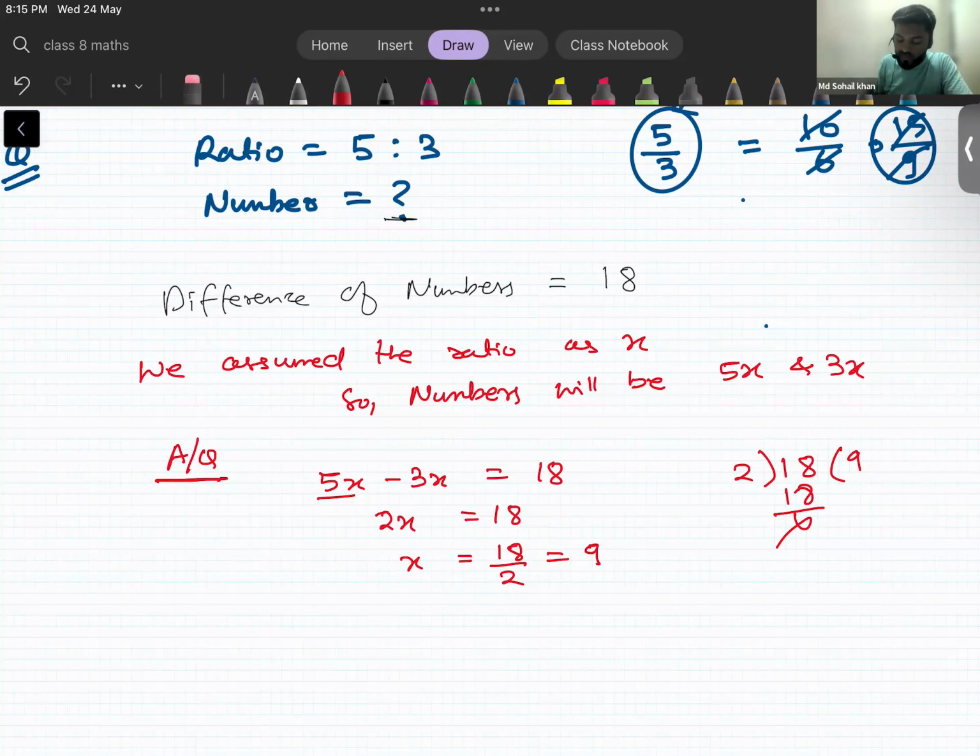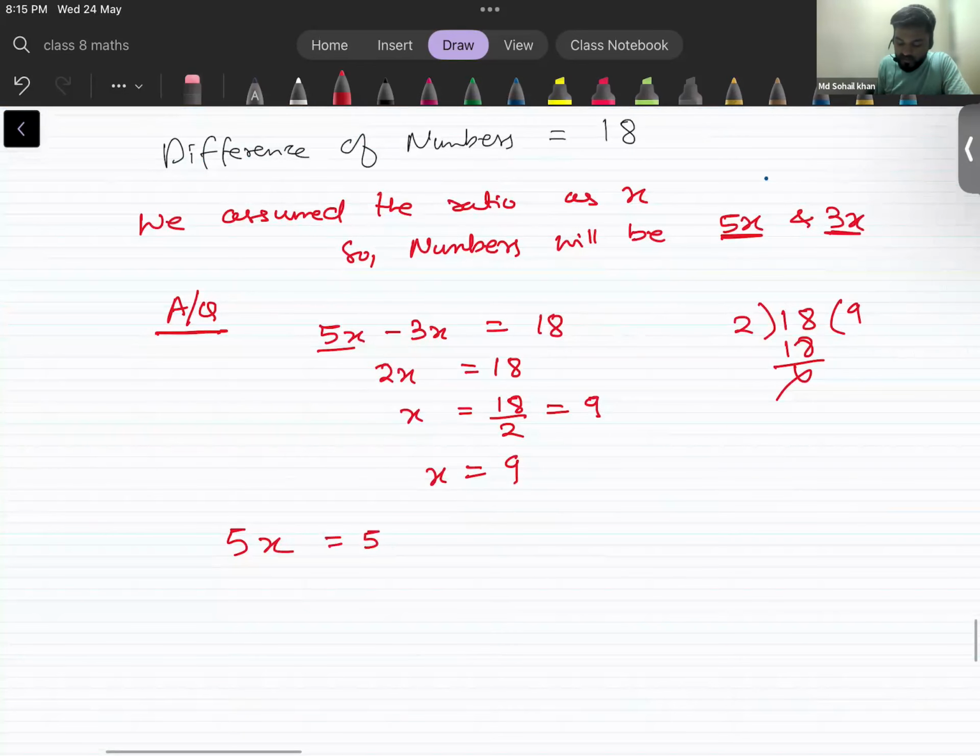Okay. Now we have got the value of x to be 9 here. So what are our numbers going to be? We assumed our numbers to be 5x and 3x. So in 5x and 3x, you will put the value of x here. So it will be 5 multiplied by 9. That will be 45.